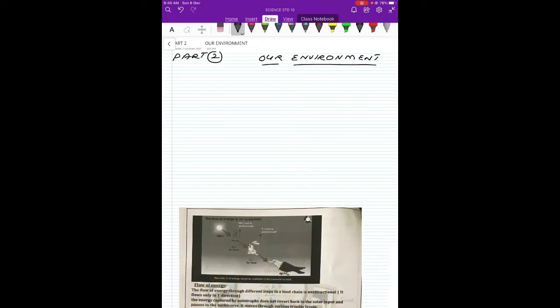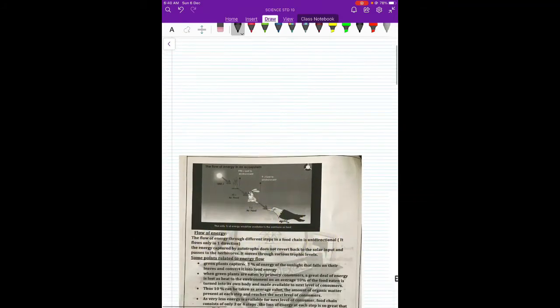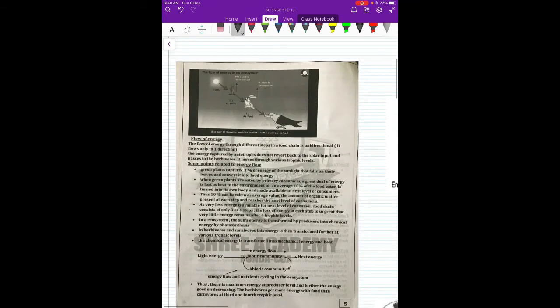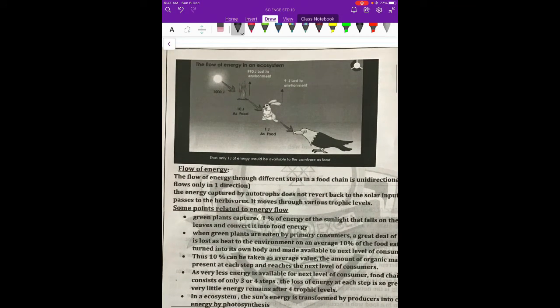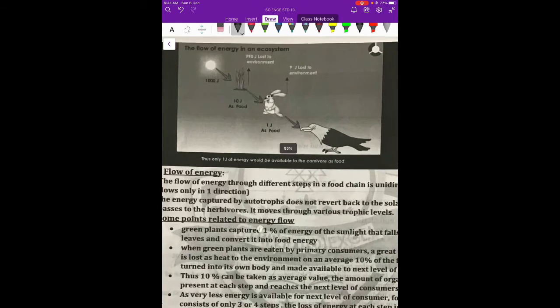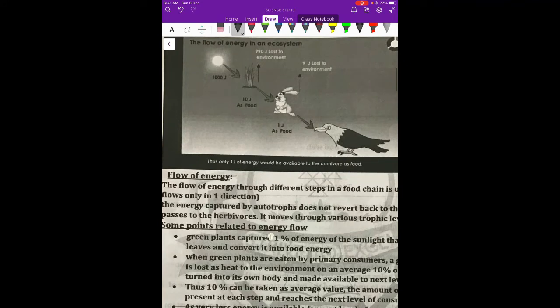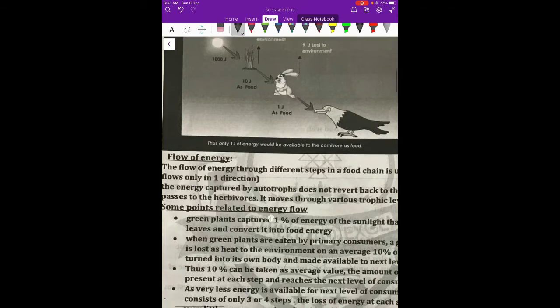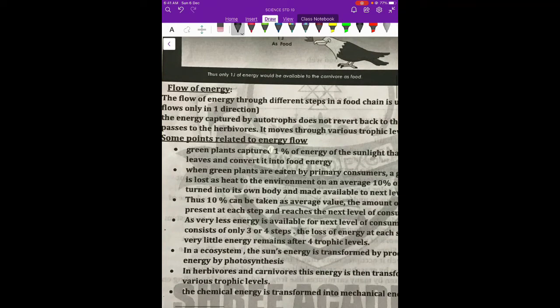Part 2 of the chapter Our Environment, Standard 10 Science. So here we will first be seeing how the energy flows, because we have studied our food web and food chain. So how does the energy flow? Generally it is said that it is the producers, or the green plants, which convert the sun's energy into food, and later at each trophic level one organism is eaten by another organism. So there is definitely a flow of energy. So how does this happen?